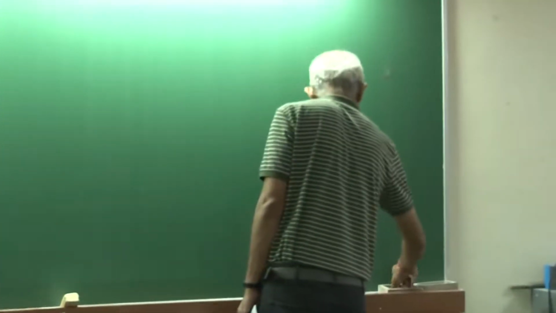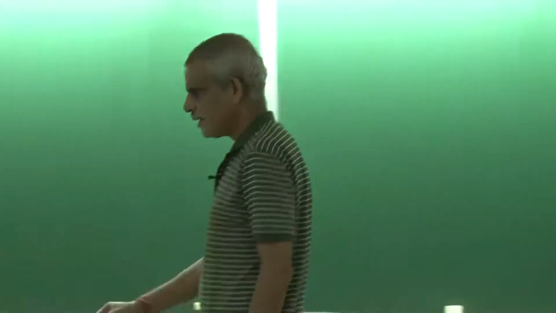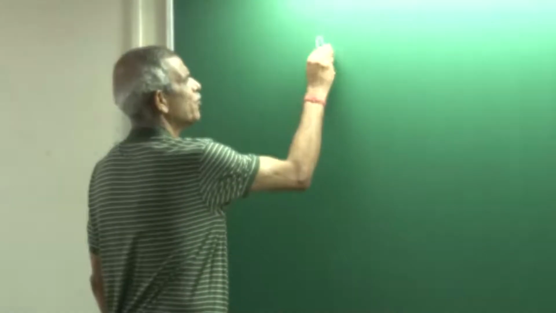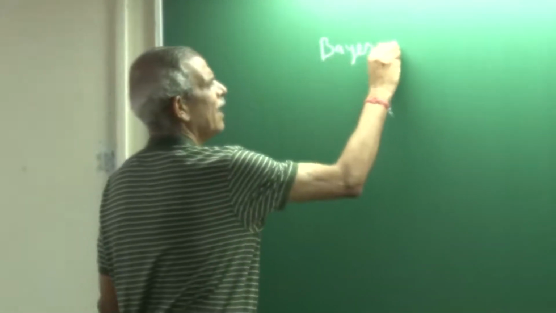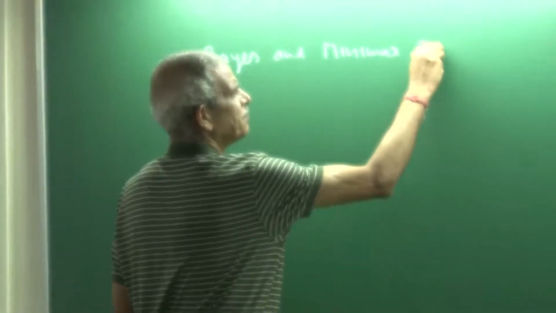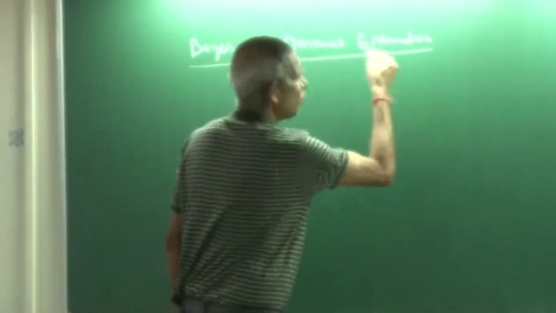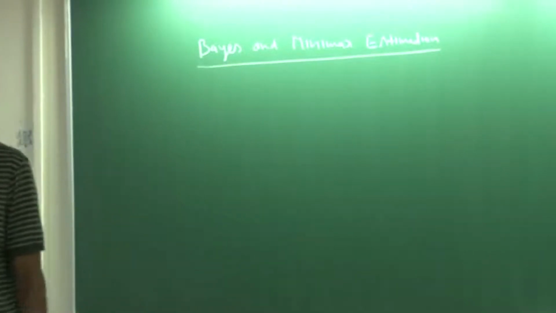So welcome back to today's lecture. What I'm going to do today is start a new topic, which is a decision theoretic formulation of the estimation problem. I'll give the name of the topic as Bayes and Minimax estimation. What does it mean? It will be explained in due course.